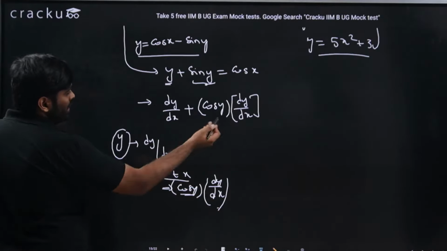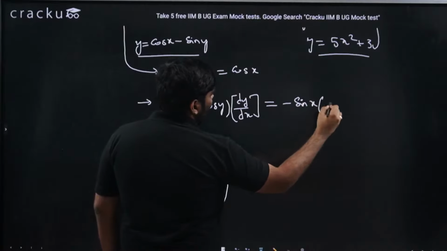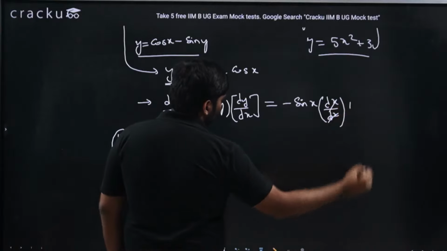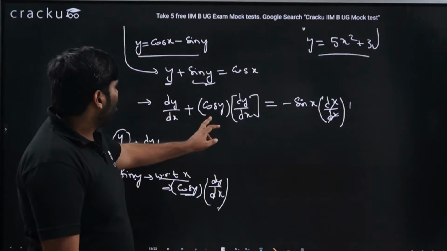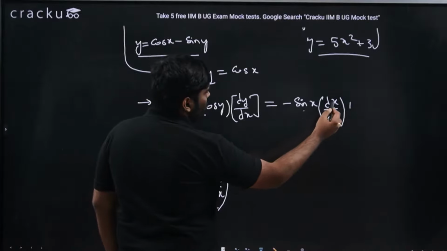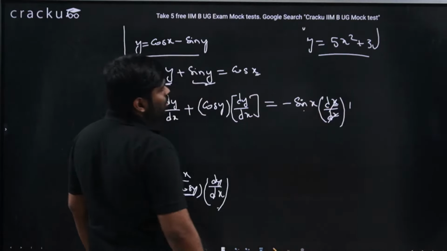So when I differentiate cos x with respect to x, I'll get minus sin x. Again, I differentiate the inside part, dx by dx, which is anyway 1. Here, when it is sin y, we take cos y into dy by dx. When it is cos x, we take minus sin x into dx by dx, because the inside part is now x. So instead of y, it will be x in the numerator.